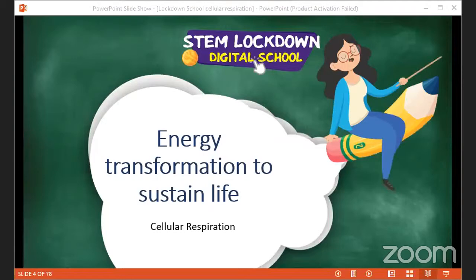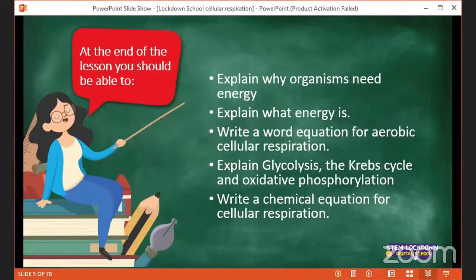Now, at the end of this lesson and other lessons that we will be having, you should be able to, number one, explain why organisms need energy. You should be able to explain what energy is. You should be able to write a word equation for aerobic cellular respiration. And you should also be able to explain glycolysis, the Krebs cycle, and oxidative phosphorylation. And you should also be able to write down the chemical equation for cellular respiration.